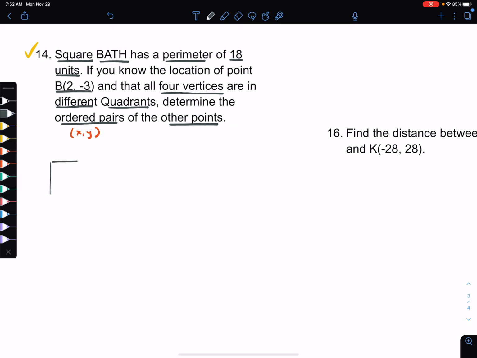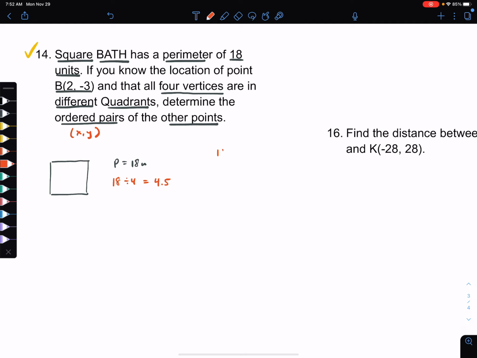I'm just going to go ahead and sketch a square. And they tell us the perimeter is equal to 18 units. Well, what do we know about a square? We know that all 4 sides are the same. So if we take this 18 and divide it by 4, that is going to be 4.5.